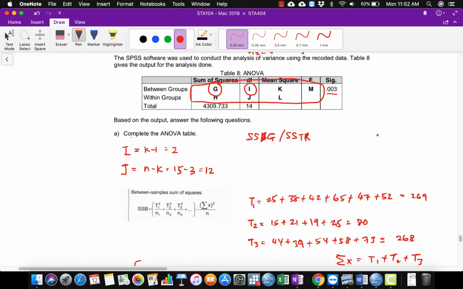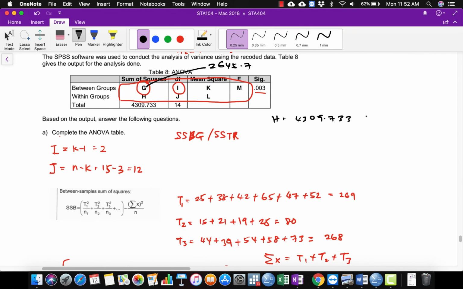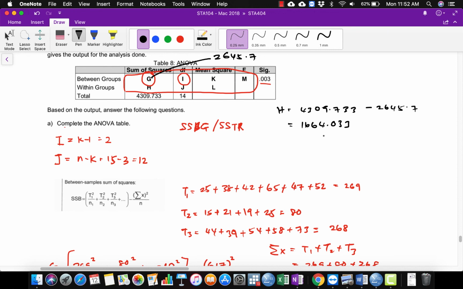So to get H, G should be equal to 2645.7, and then H is equal to 4309.733 minus 2645.7. This one should be equal to 1664.033, right?